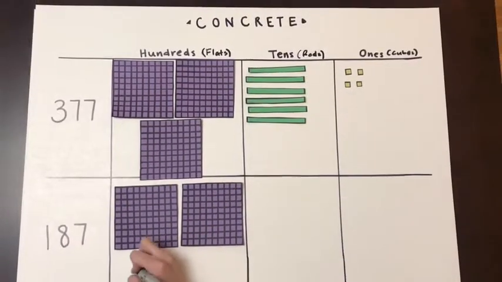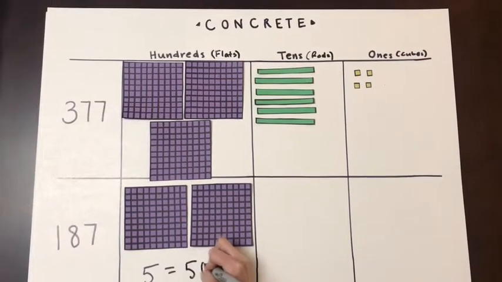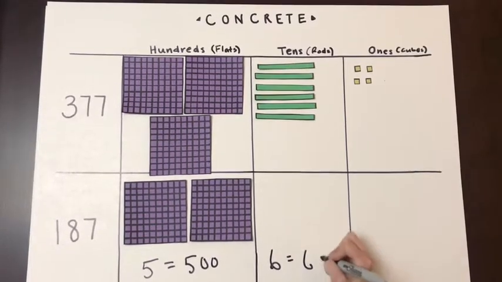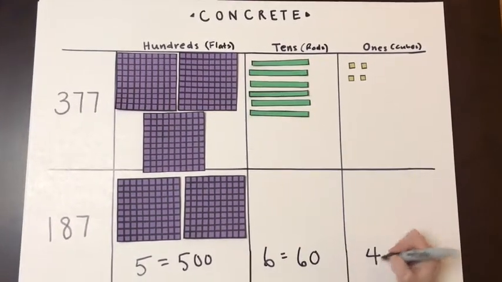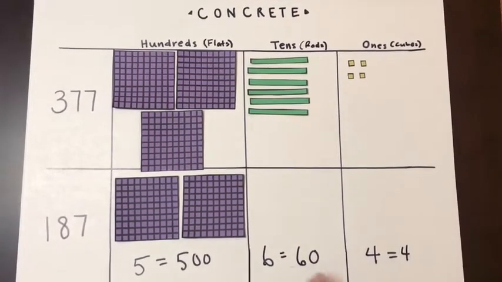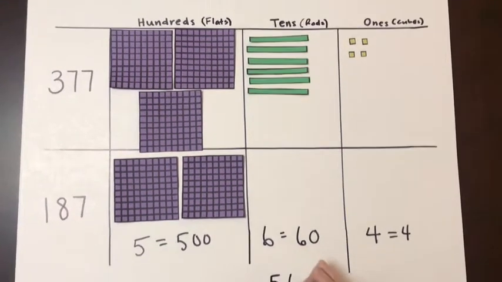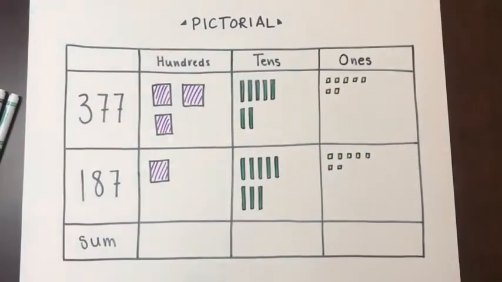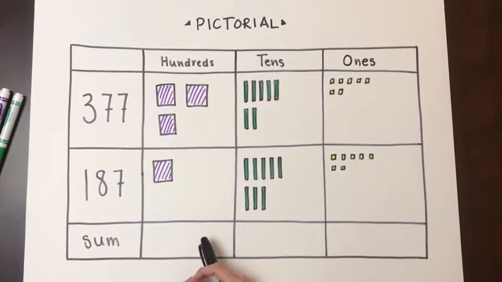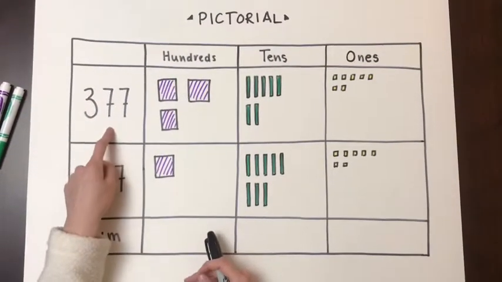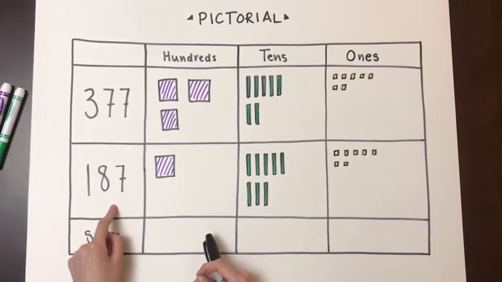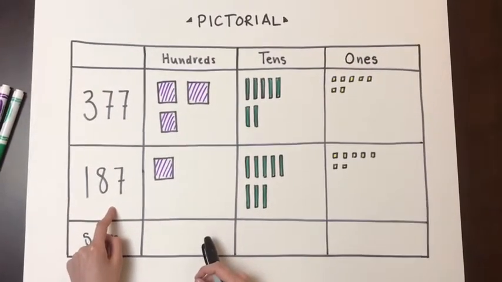So 5 flats is equivalent to 500, 6 rods is equivalent to 60, and 4 cubes is equivalent to 4. Therefore, our sum is 564. Now we will solve our addition equation pictorially. Here we have 377 and 187 drawn out using base 10.